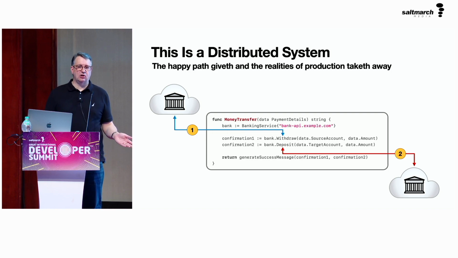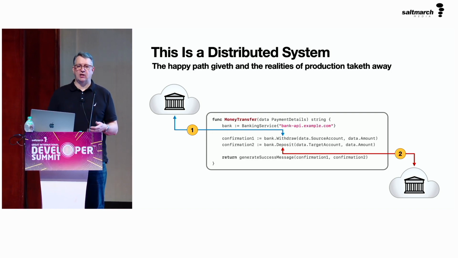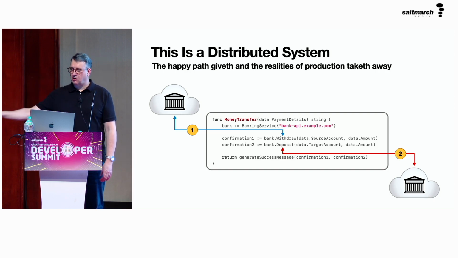I happen to write this in Go. The language doesn't really matter. Even if you've never written Go before, it's a simple enough example that I think you'd probably grasp what it's doing even without an explanation. But we create an instance of the banking service. It's a client. We call the withdraw function, give it a source account number, an amount. Then we call deposit with the target account number, same amount. And then we generate a success message based on the 2 transaction IDs that we got, that we return, this thing is successful. It seems so simple, right?